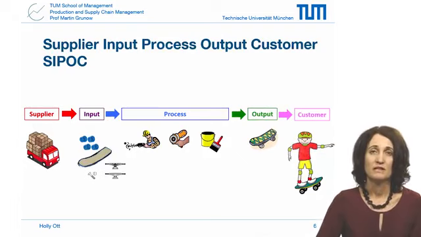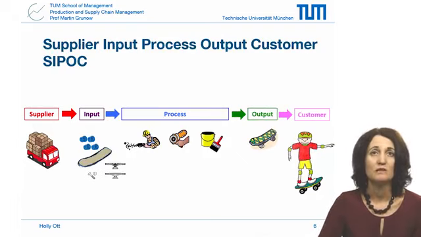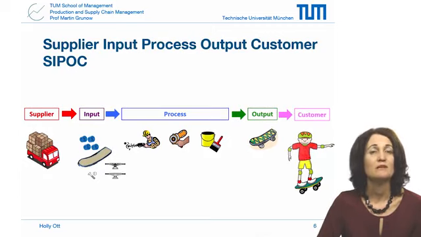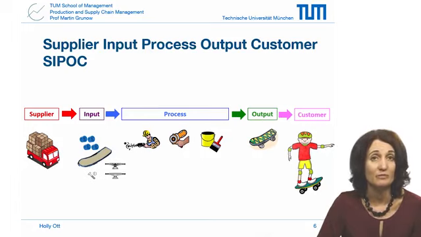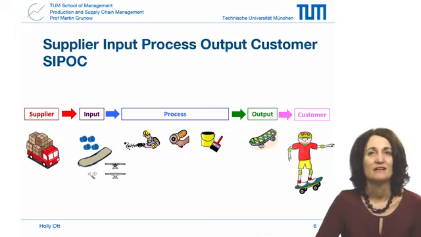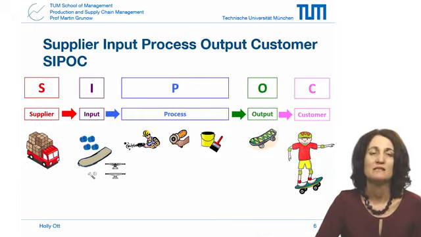Here we show our skateboard flow, but this time we're including also the supplier of the individual components, and we're showing the customer here riding his or her skateboard. And here we can see we have then all the entire end-to-end stages for our process flow. Supplier, input, process, output, and customers. And this is abbreviated as SIPOC.